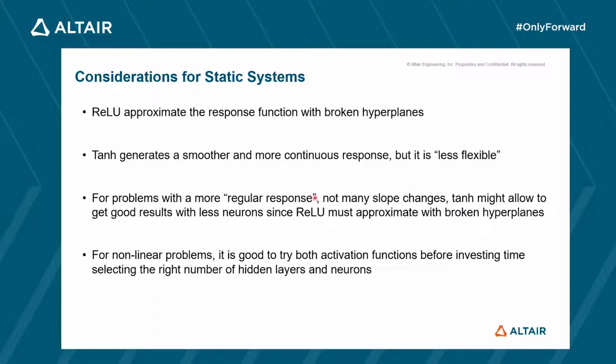For problems with a more regular response and not a lot of slope changes, tan hyperbolic allows you to get better results with fewer neurons. And since ReLU must approximate it with broken hyperplanes, you generally have to add a lot more neurons. For nonlinear problems, it's good to try both activation functions before you invest time in essentially exploring one of them with a larger number of neurons and layers. And this is important to keep in mind because the training process can take time.